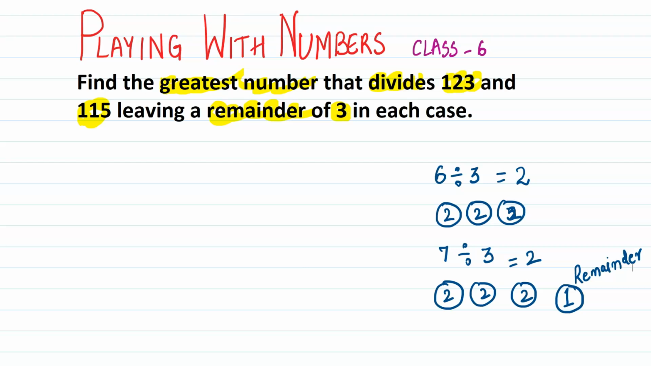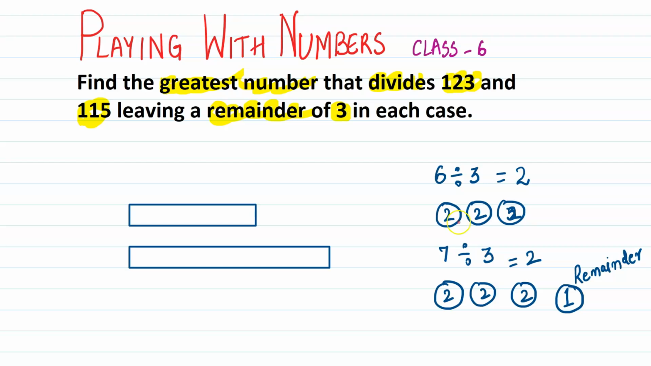So let's try to visualize this problem and see how the remainder looks in a picture. I have drawn 2 rectangles here. The first rectangle represents the number 115 because it is smaller, and the second rectangle represents the number 123. Now 3 should be the remainder, so it is the extra part which is not required. So I am marking 3 in both the rectangles.